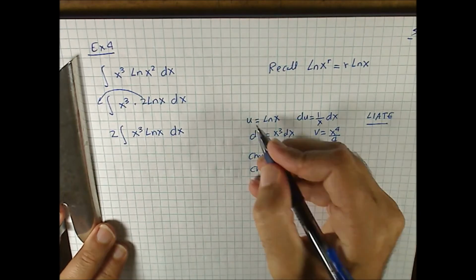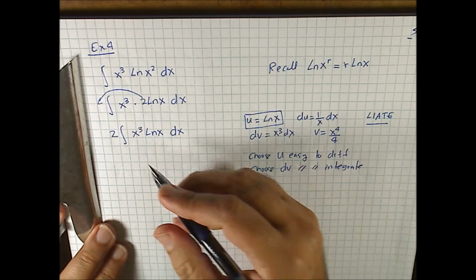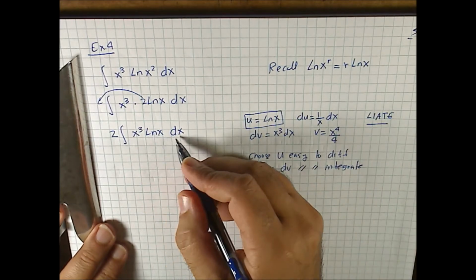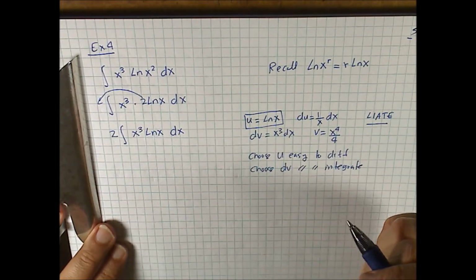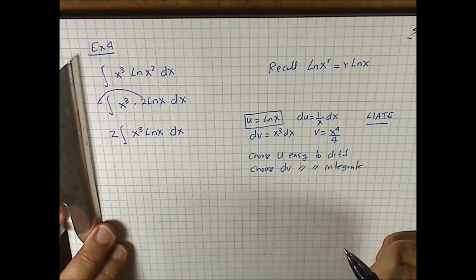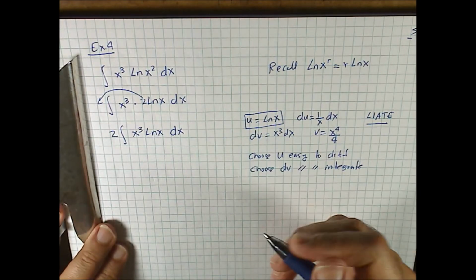If we let u equals ln x, it's easy to differentiate it. But if you try to make u equals x cubed and dv be log x dx, then integrating log x is another integration by parts, so it would be much more difficult. So you can use either principle that makes it easier for you. Okay, so let's apply this.